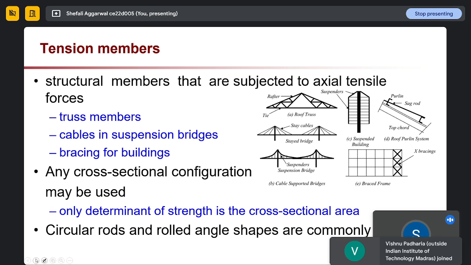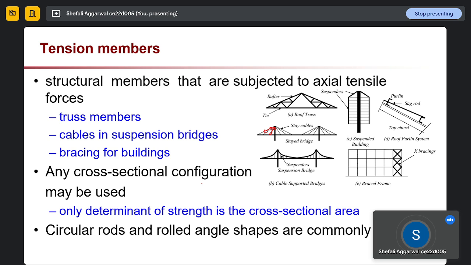Next is the tension member. So these are the type of members in the steel structure which are subjected to axial tensile forces. Some examples of our tension members are truss members, like you might have seen in bridges. These type of trusses will be there, or cables in a suspension bridge. You will have some cables, so axial tensile force will be there on our cables. That's why they are called tension members, or the bracing of our building. If braces are applied, they are also called tension members.